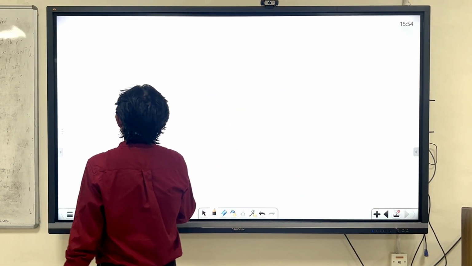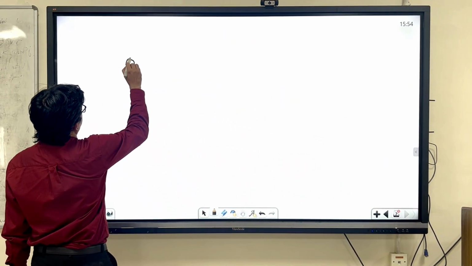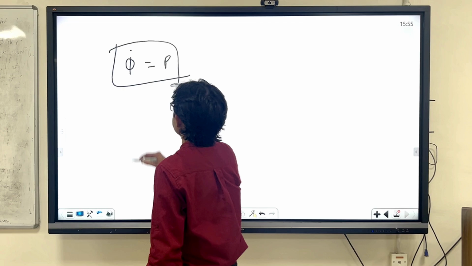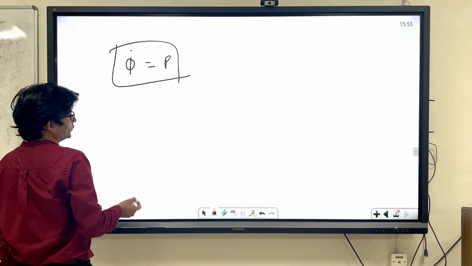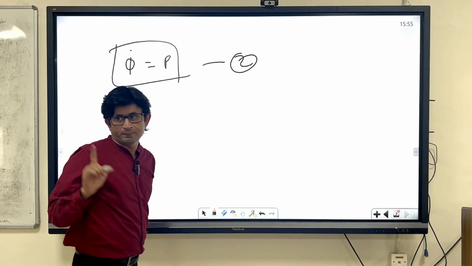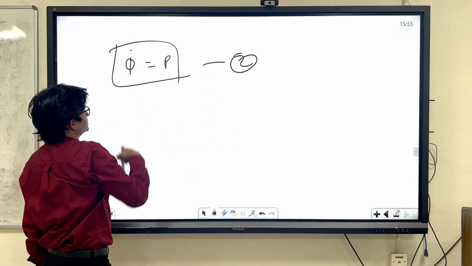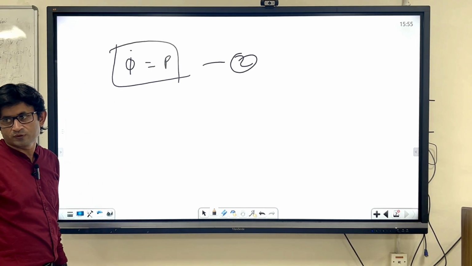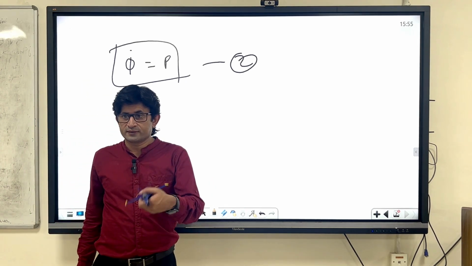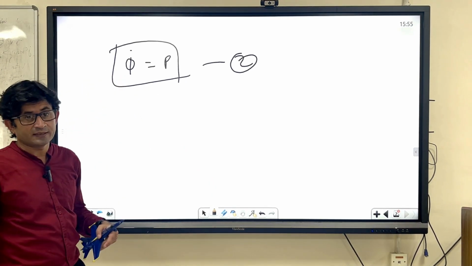And you can write phi dot equal to P. This phi dot will be the P. So if you integrate equation 1, you will get the P value, and if you integrate this equation, you will get the phi value. Again I am repeating, P is the roll rate and phi is the bank angle.